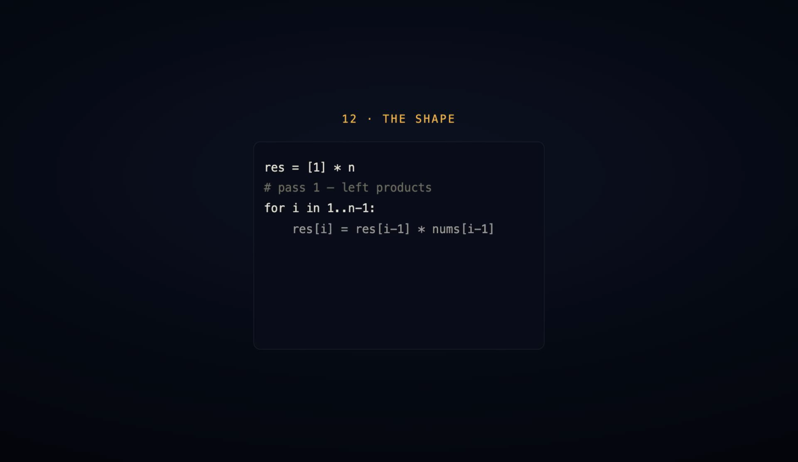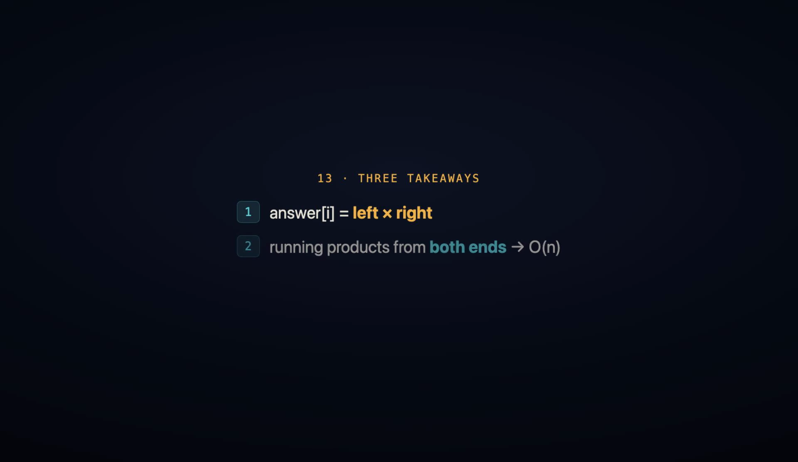The shape, start to finish. Fill the output with left products in one forward pass. Then sweep backward with a running right product, multiplying it into each slot. 2 passes, 1 variable. Learn that shape, prefix and suffix from both ends, and a whole family of problems opens up.